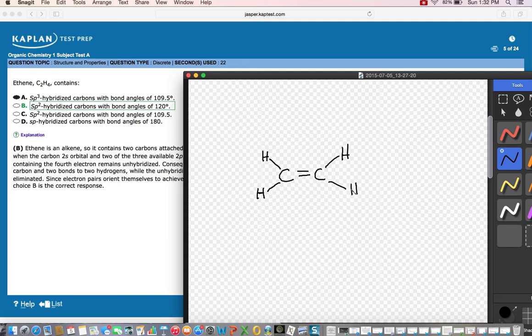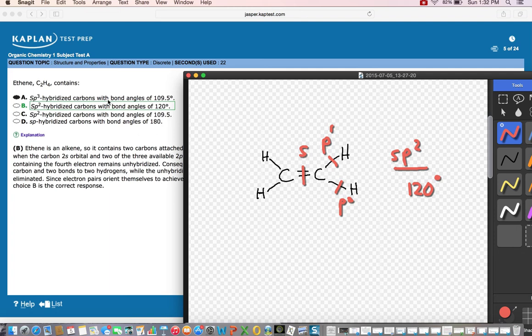Remember, a nice shortcut for determining hybridization of carbon is let's count the areas of electron density. This carbon has 3 areas of electron density: 1 area, 2 areas, and 3 areas. We can literally label these as S, P1, P2. That is sp2 hybridization. With sp2 hybridization, the bond angles are going to be very close, though not exactly, 120 degrees.